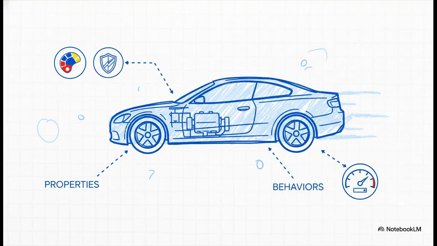A class itself isn't something you can touch or use. It's just a definition. It describes what a car is supposed to be. It says a car should have properties, like a brand and a color, and it should have behaviors, like being able to accelerate. But the blueprint itself, it's not a car you can actually drive.